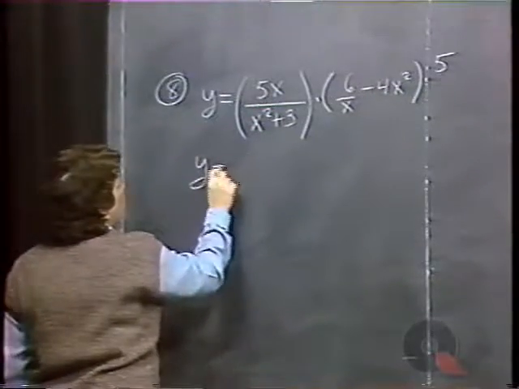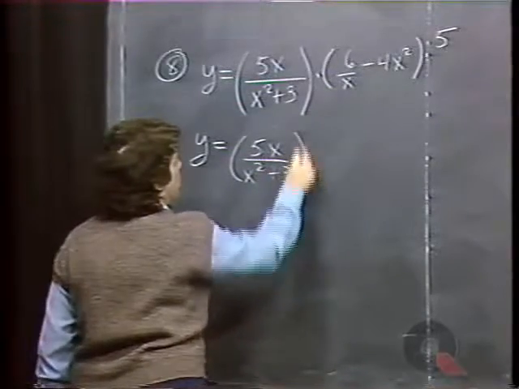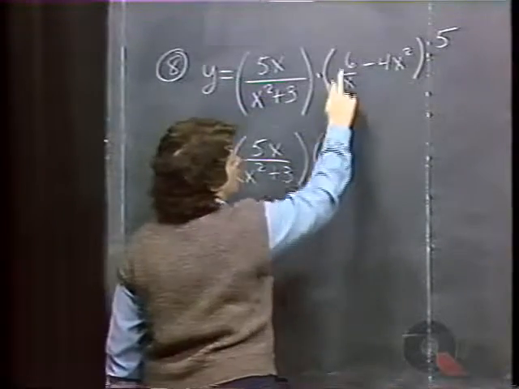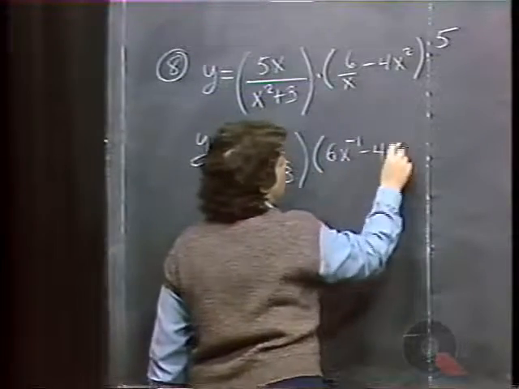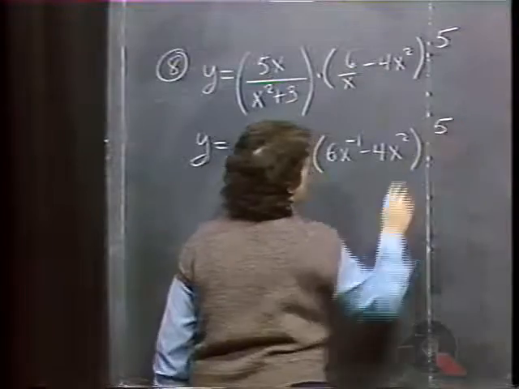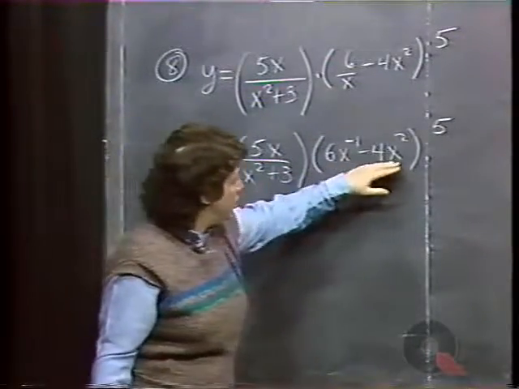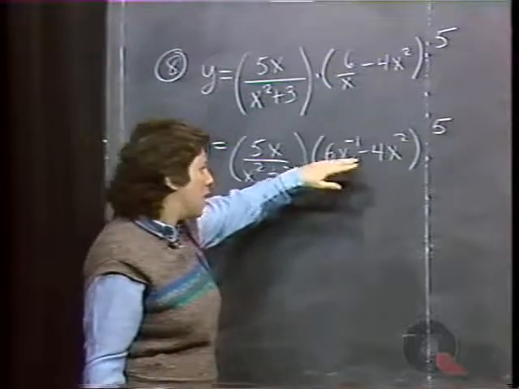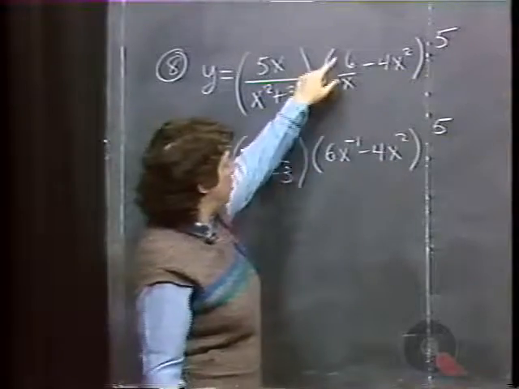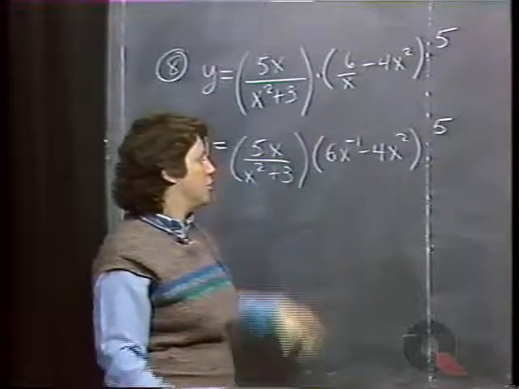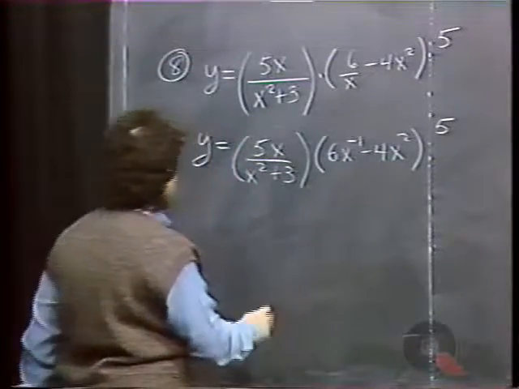Okay? You can also, by the way, rewrite this as 5x over x squared plus 3 times, instead of 6 over x, you could write 6x to the minus 1 minus 4x squared, all to the 5th. This has the advantage that when you want to differentiate it, you can do it by the method we use in the second problem. And it's not a polynomial, but it can be done by the polynomial type rule. Okay, so 6 over x you'd have to do as a quotient. 6x to the minus 1 you do by the rule cx to the n. So that's convenient.